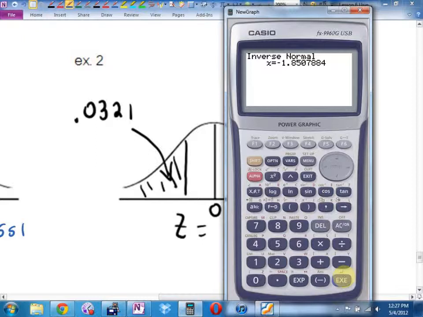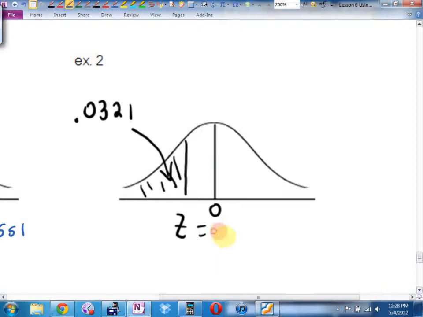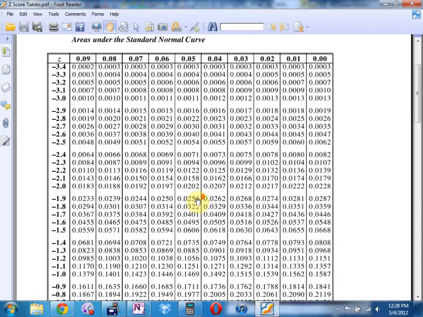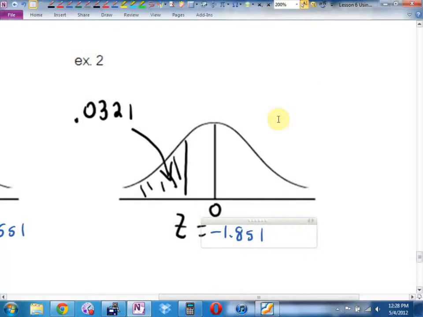You get a z-score of negative 1.8507, negative 1.851-ish? Yeah. So this one would have been almost dead on my chart. If I look on my chart, I almost have 0.0321. I got 0.0, where is it? 0.0322. Very close. I could almost have found this on my chart, but not quite. Nikki, is that okay?